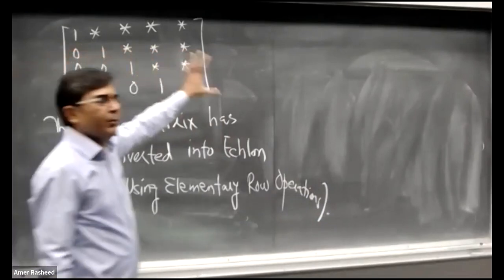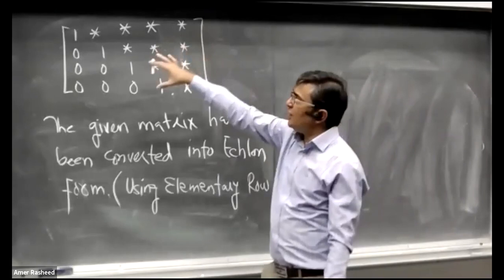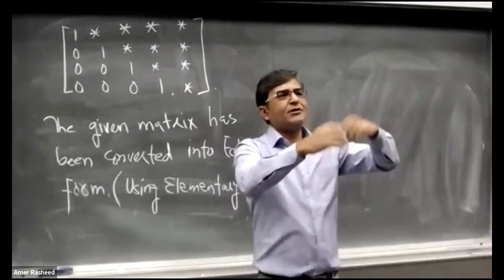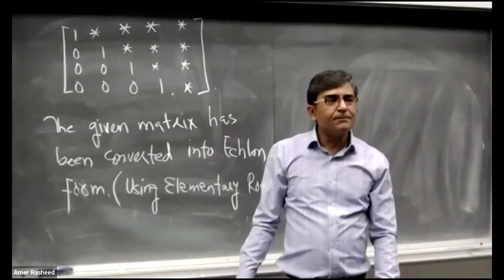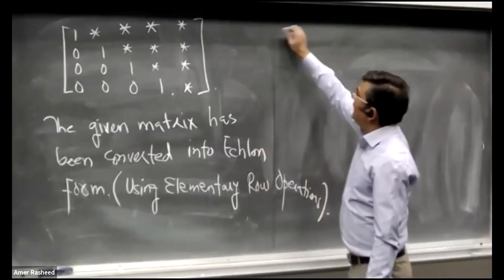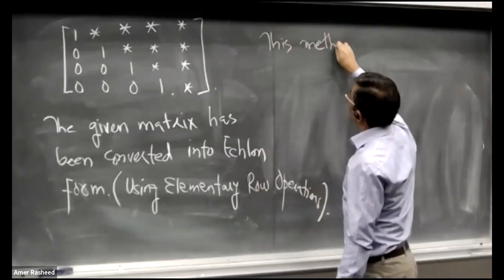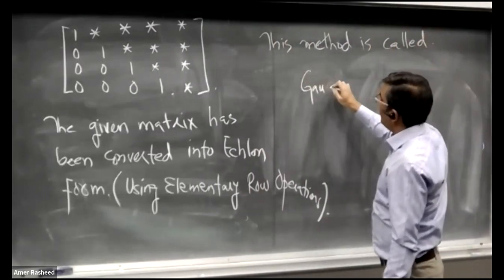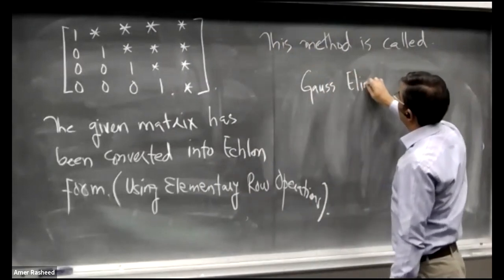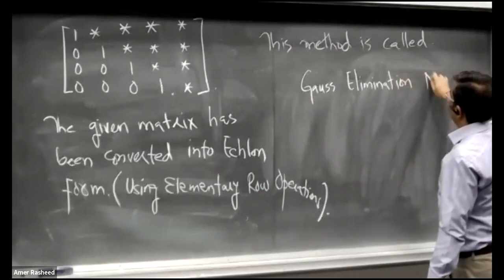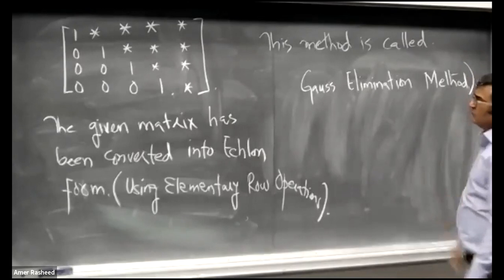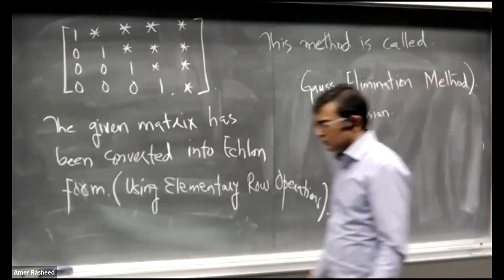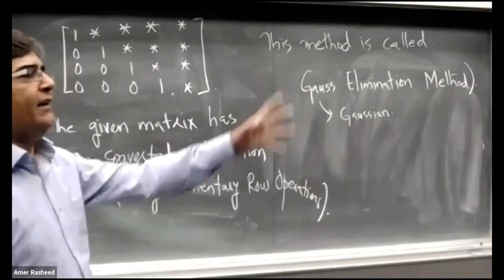And why we do so? Because after getting the original augmented matrix into echelon form, we write back that linear system, and we can use backward substitution method to solve that system. Okay? And this method is called Gauss elimination method. Or sometimes we call it Gaussian elimination method for solving linear systems.